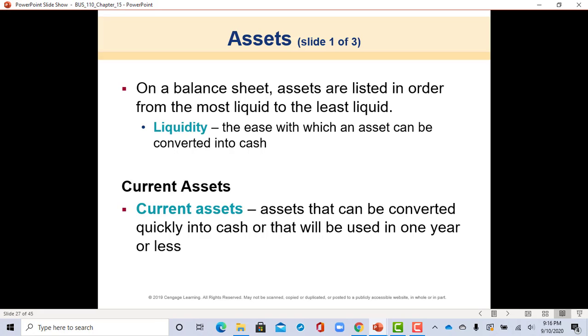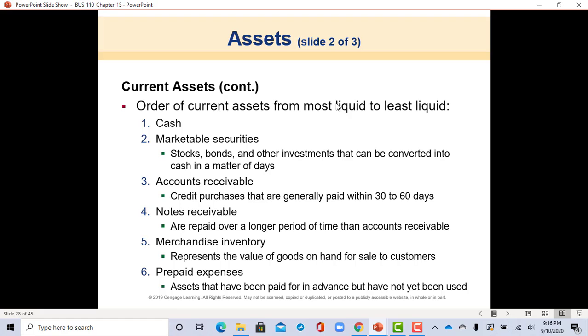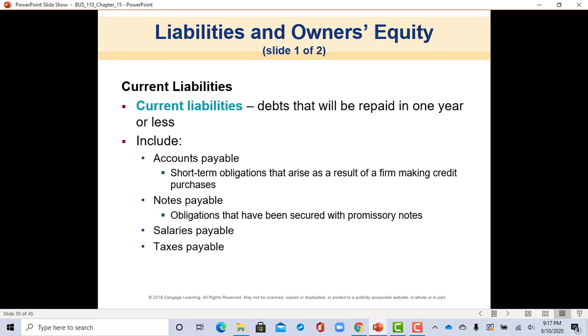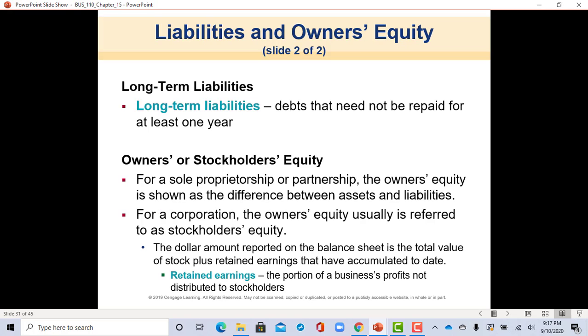So balance sheets list assets, and this is what current assets will look like on the balance sheet, and then fixed assets, and then lastly, intangible assets, or assets you can't touch. Balance sheets also list liabilities. They list first current liabilities, and then long-term liabilities. And then the balance sheet also lists the owner's equity.